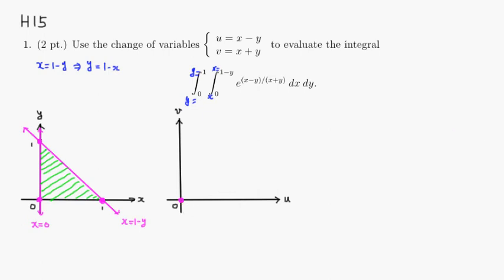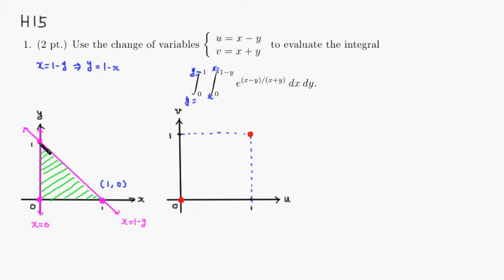I'm going to use a different color, red. So the origin goes here. Now let's try this point right here, which is 1, 0. So x is 1 and y is 0. So u is going to be 1, and v is going to be 1 as well, 1 plus 0. So we're talking about 1, 1. It's going to be right around here, so this point will go there.